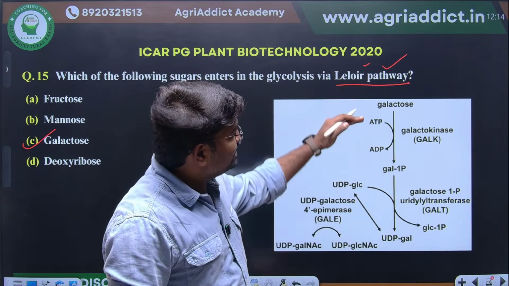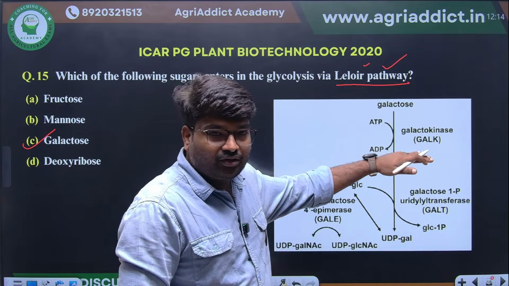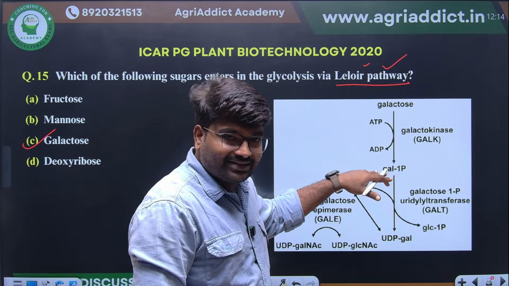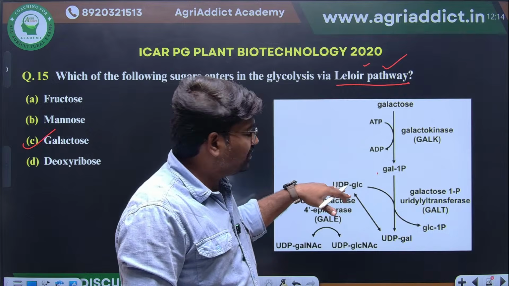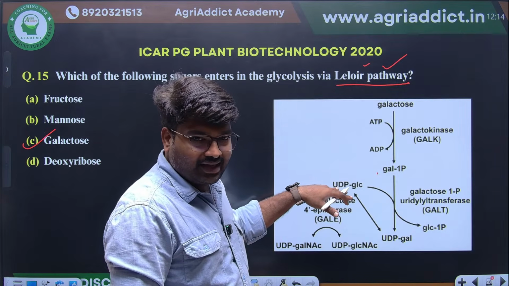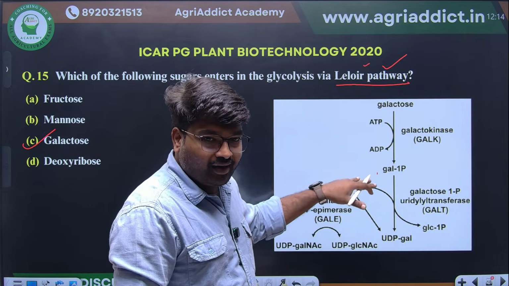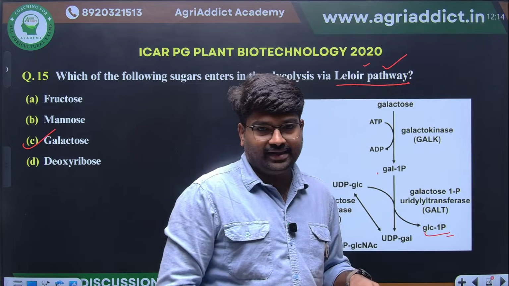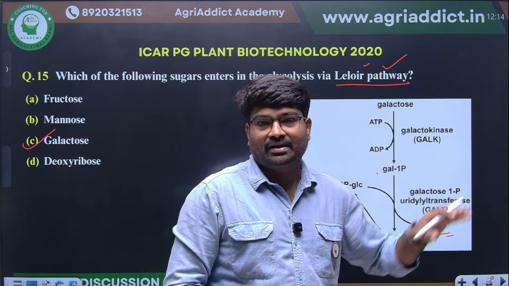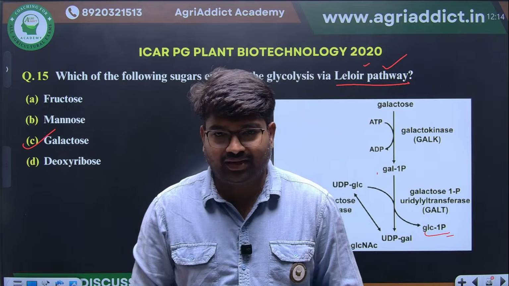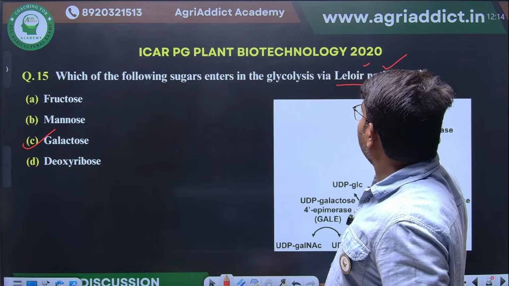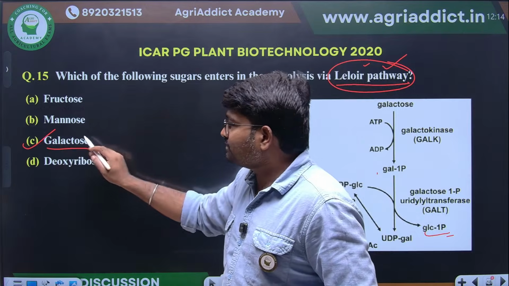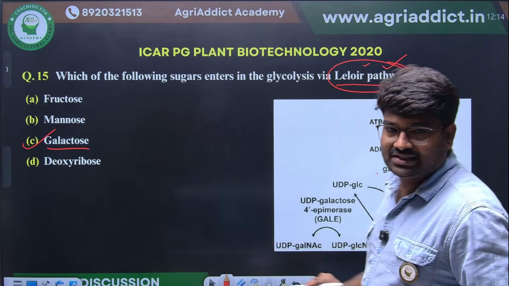First, galactose is converted by galactokinase to galactose 1-phosphate. Then this galactose 1-phosphate reacts with UDP-glucose. By this process, glucose 1-phosphate is released, and it will be targeted to the glycolysis pathway. So the Leloir pathway is the primary pathway involved in transferring galactose to the glycolysis pathway.